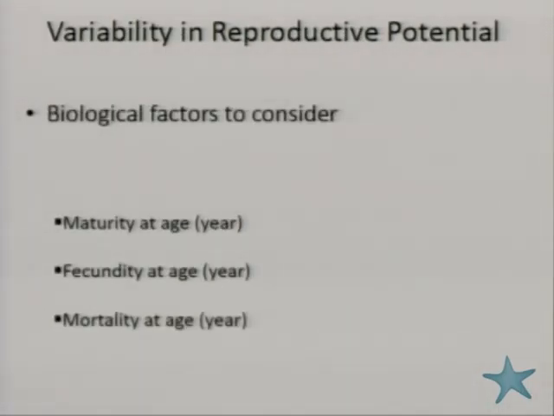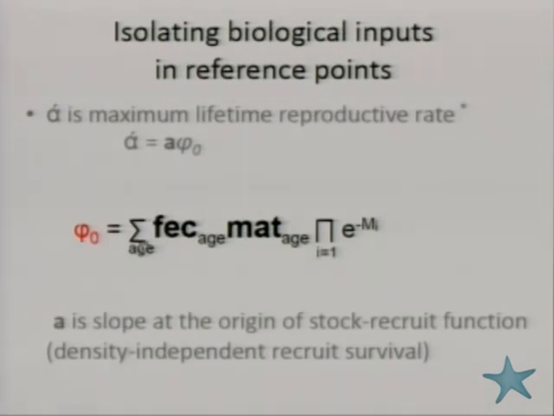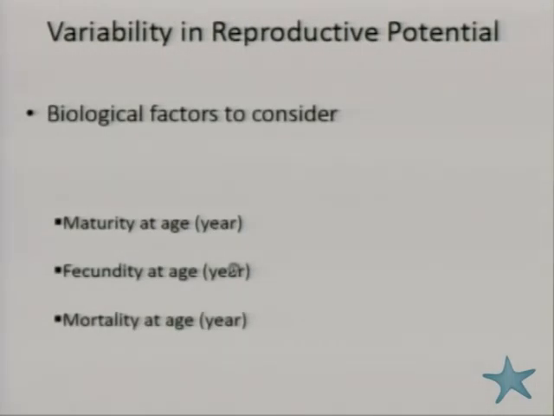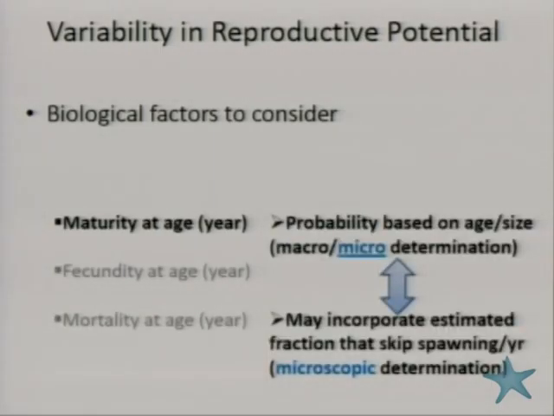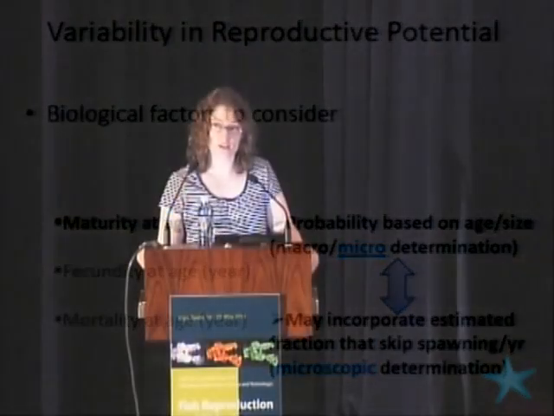So what I'm going to focus on is right here, the fecundity and maturity, and discuss the variability in reproductive potential, and then look at how that affects the reference points that you estimate. So one of the factors, maturity at age, is a probability based on either your age or size. If you have a microscopic determination, you may be able to incorporate estimates of the fraction that skips spawning in any particular year.